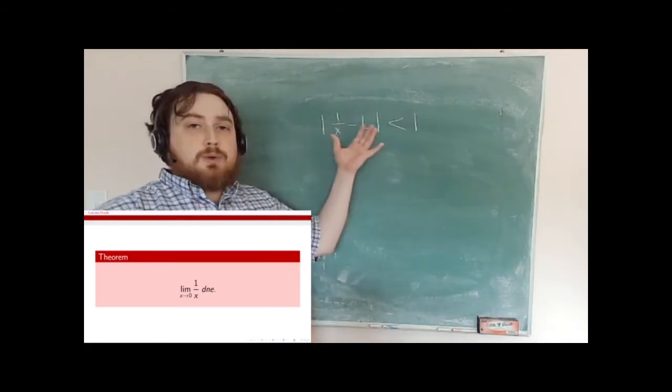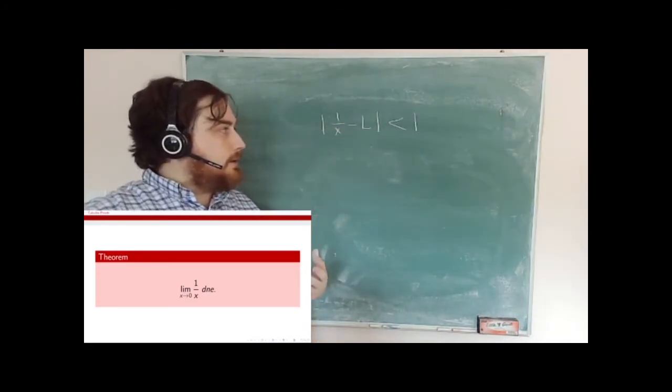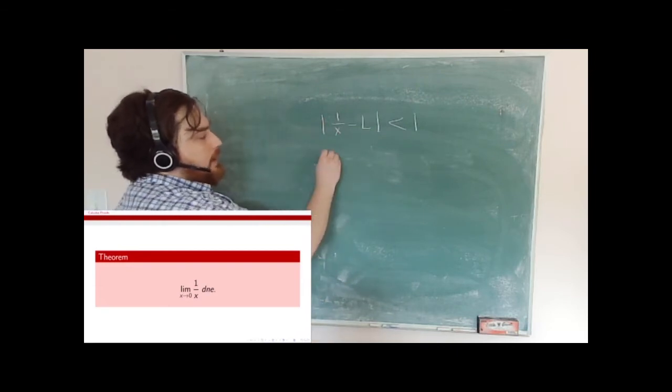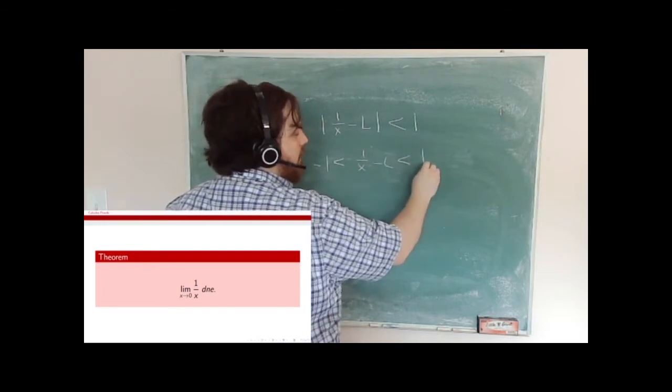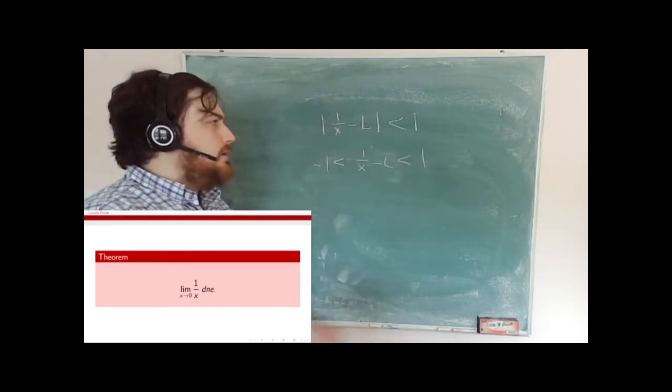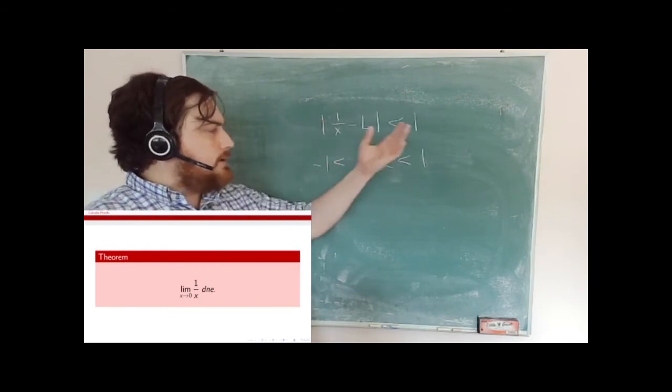So now what I want to do is focus on this portion and say, okay, the absolute value of 1 over x minus L is less than 1. What that means is that negative 1 is less than 1 over x minus L is less than 1. So to solve this inequality, we end up with negative 1 is less than this is less than this.